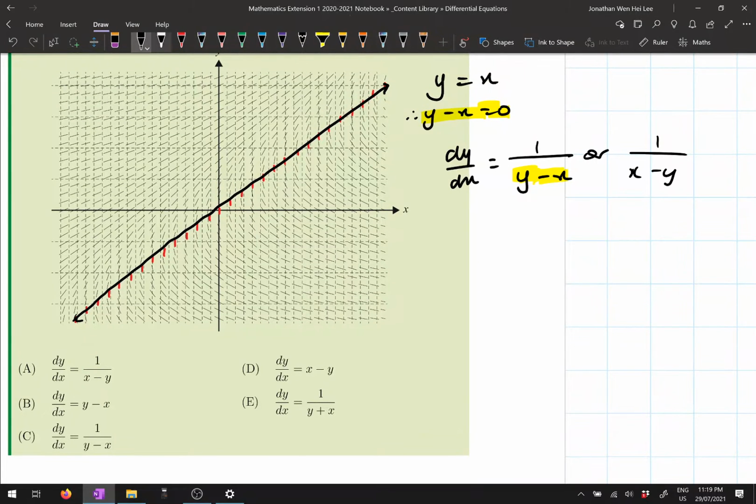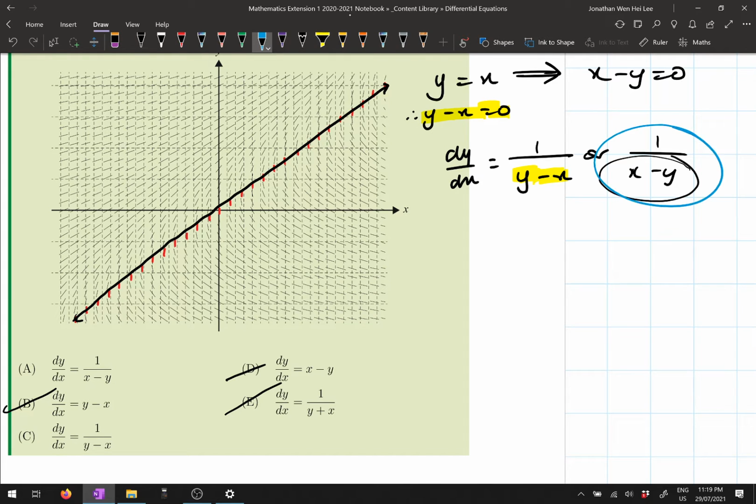So that means I can actually eliminate this one here, and this one here. Now the reason why I've also included this second one is because I can also rearrange this and I get x minus y is equal to 0. So I can actually include the second version as well. So that leaves me with these two equations.